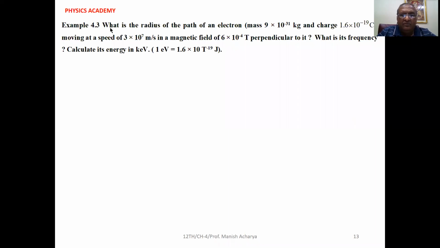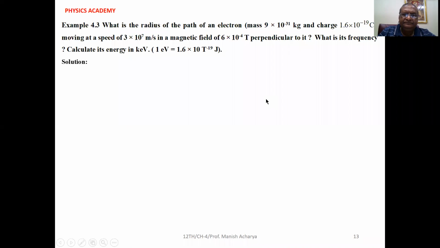Now example 4.3. What is the radius of the path of an electron, with mass 9 into 10 raised to minus 31 kilogram and charge 1.6 into 10 raised to minus 19 coulomb, moving at a speed of 3 into 10 raised to 7 meter per second in a magnetic field of 6 into 10 raised to minus 4 Tesla perpendicular to it? What is its frequency? Calculate its energy in keV.